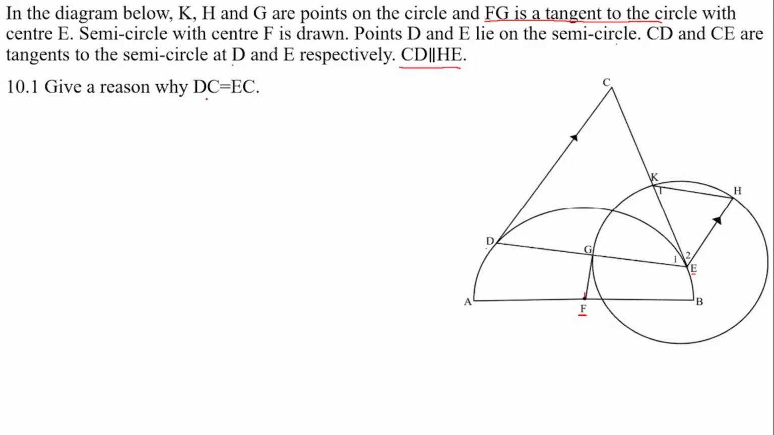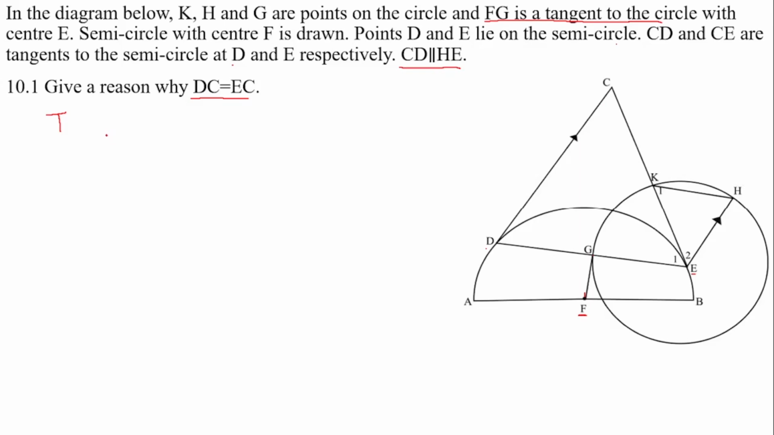Right, give a reason why DC and EC are equal. DC and CE are tangents. And then what do you know about tangents from the same point? Tangents from the same point are equal. So your reason you write there, you say tangents from the same point. Remember this: two tangents drawn to a circle from the same point outside the circle are equal in length.